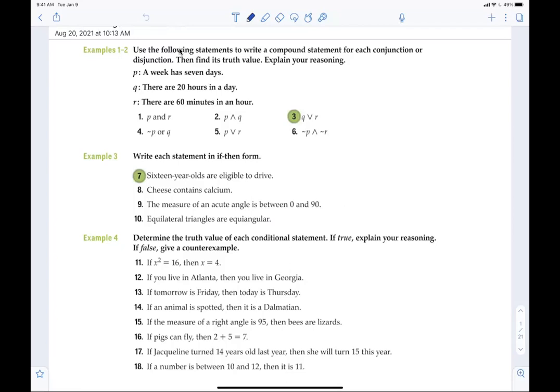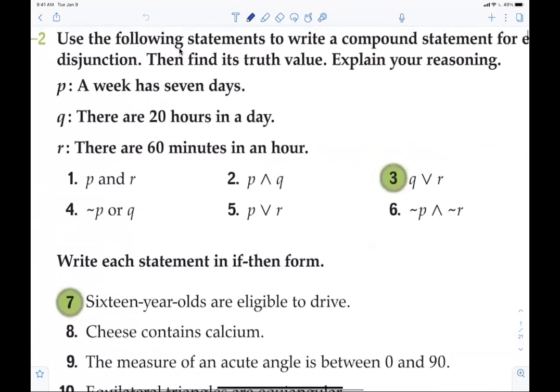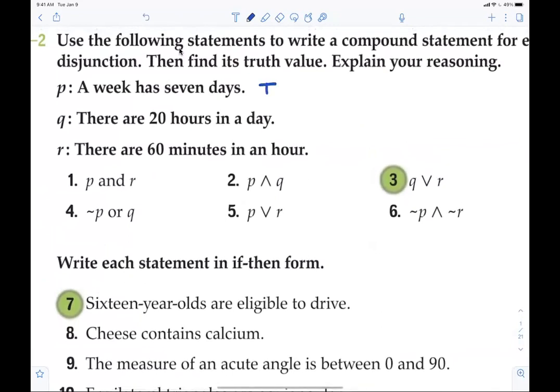Now, believe it or not, mathematicians don't like to write out sentences. So instead of writing out a sentence, they'll just use variables that represent sentences. So P is what? A week has 7 days. Is that true or false? True. So that is true. If you want to put a true up here, that's okay. There are 20 hours in a day. That's obviously false. And there are 60 minutes in an hour. That's true.